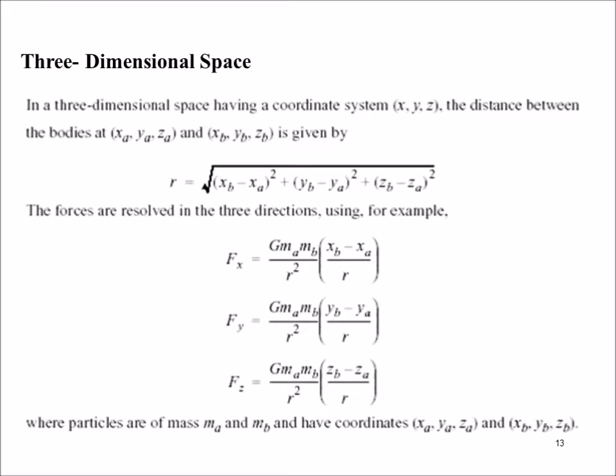Fx is G ma mb divided by r squared, times (xb minus xa) divided by r. Similarly for Fy, just replace the y, and for Fz, replace the z. So ma and mb will have the coordinates xa, ya, and za, and xb, yb, and zb.